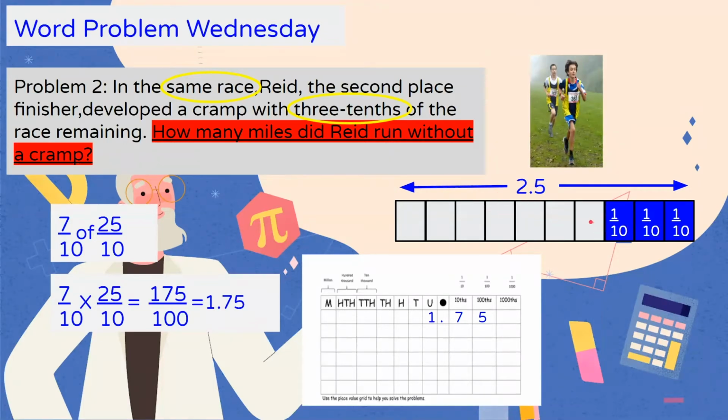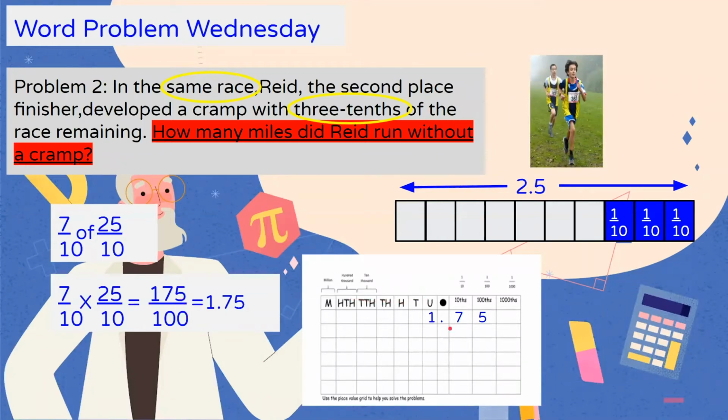Well, we should know this is 7, but we can count as well. 1, 2, 3, 4, 5, 6, 7. So 7/10 of the race, he ran without a cramp. So we know that 7/10 of 25/10 is going to tell us how much of the race he ran without cramps. So 7/10 multiplied by 25/10 is going to be equivalent to 175 hundredths.